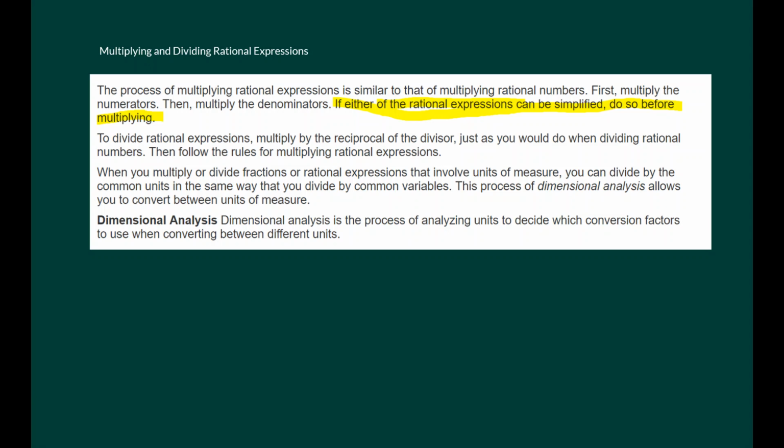Today we're going to be multiplying and dividing rational expressions. Again, what makes something a rational expression is just that it has a variable in the denominator. Okay, so we're going to be multiplying and dividing with monomials and binomials that have variables in the denominator.